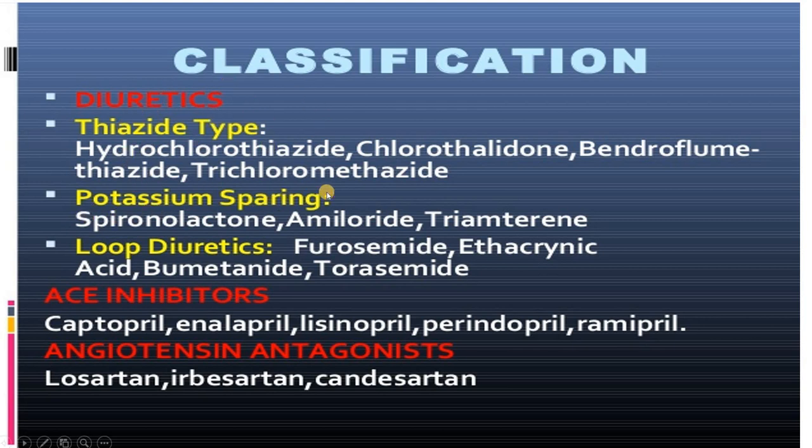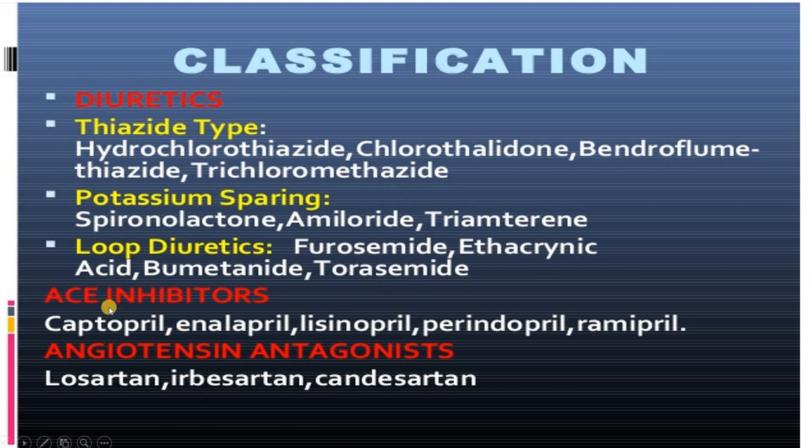Next one is potassium-sparing diuretics. These are spironolactone, first drug, and amiloride and triamterene. These three drugs are potassium-sparing diuretics. They also work to reduce the BP. And next one is loop diuretics. I already gave you the example of Lasix. That Lasix name is furosemide. Then ethacrynic acid, bumetanide, torsemide. Okay, these all are the loop diuretics.